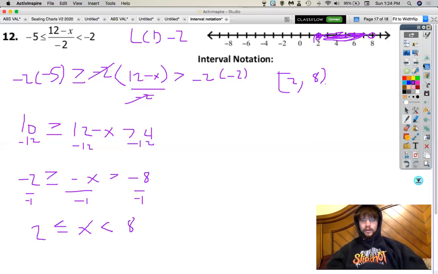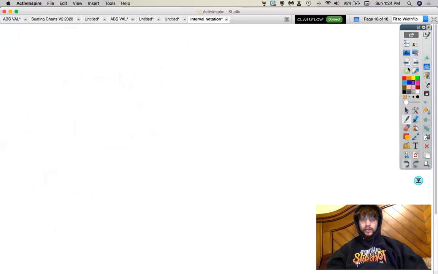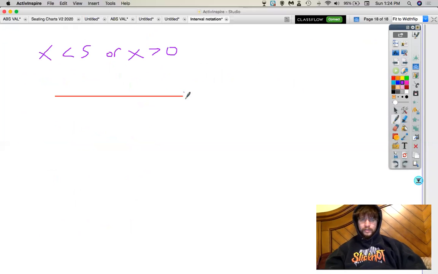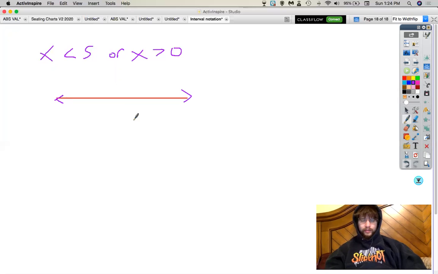So real quick, let's talk about how we could have all real numbers as an answer. Let's say I have x is less than 5 or x is greater than 0. Let's see what that looks like. I'll draw a nicer line right here. So this number line goes on forever, blah, blah, blah, whatever. So I'm gonna stick my numbers on there. Here's 0, here's 5.